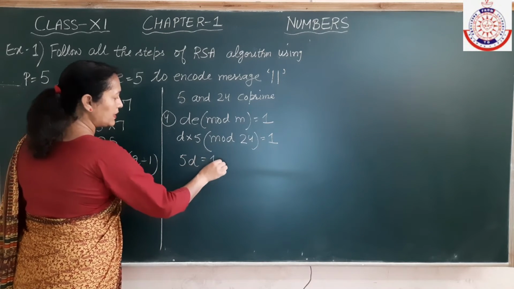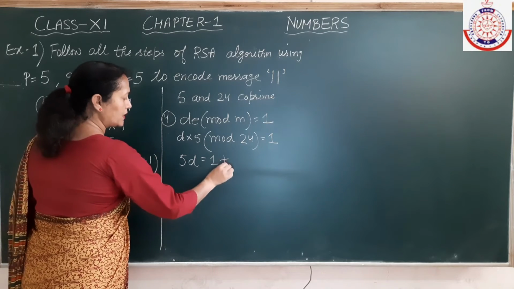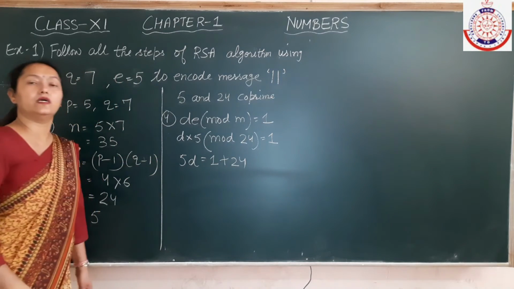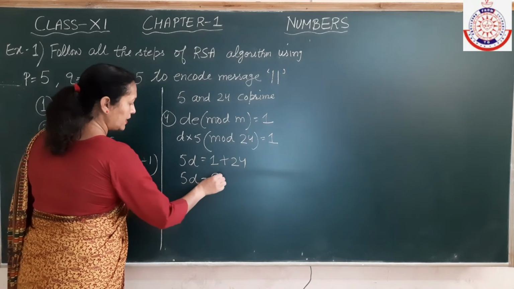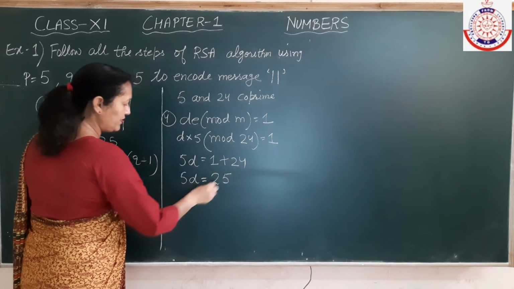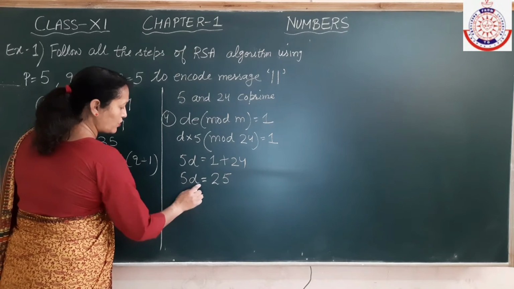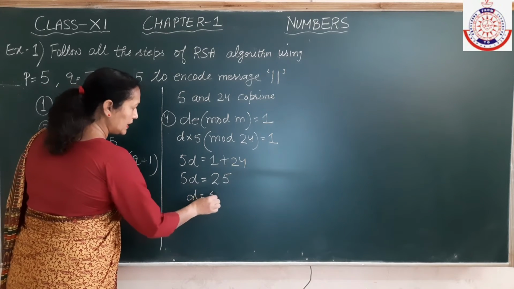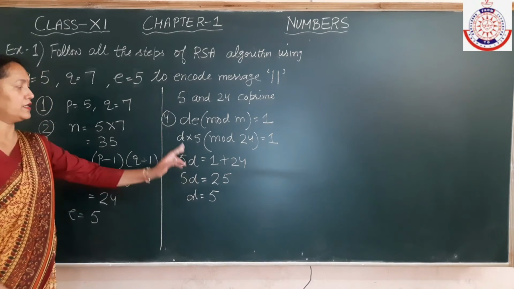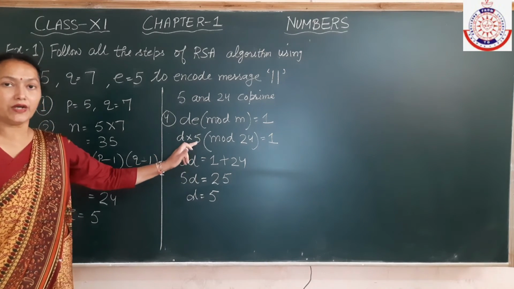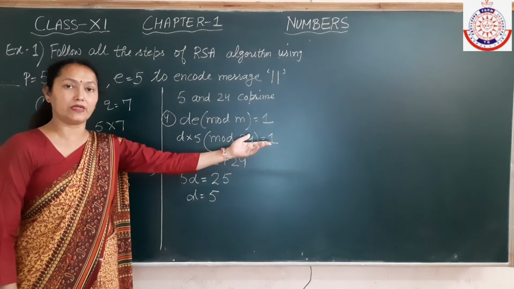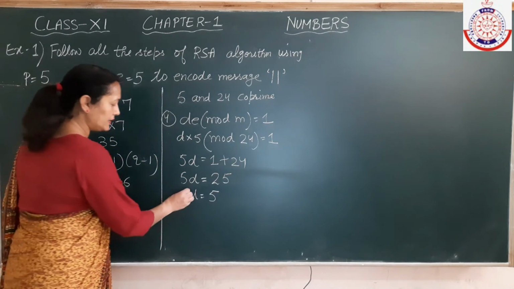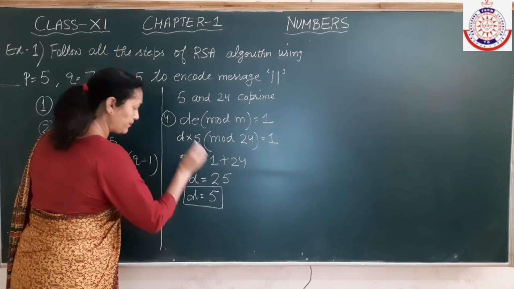Then how to obtain the number? Shift this 24 to that side. So that will be 25. So 5d is 25. So d comes out to be 25 divided by 5, that is 5. So check. 5 5s are 25. When 25 is divided by 24, you will get remainder as 1. So we have obtained d as 5.